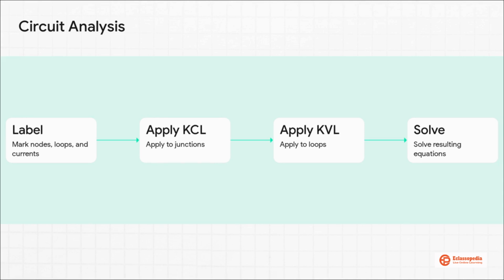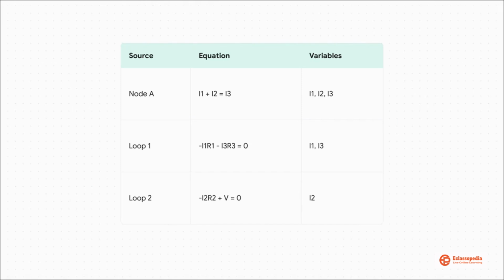Step 2. Apply KCL, the current law, to your junctions to generate your first set of equations. Step 3. Apply KVL, the voltage law, to your loops to get the rest of your equations, carefully using those sign conventions we just drilled. And finally, Step 4. Solve the resulting system of mathematical equations. Once you follow those steps, that totally impossible circuit transforms entirely into a simple algebraic puzzle.